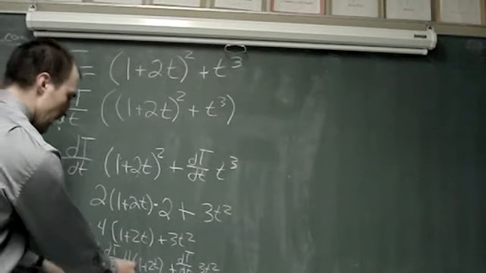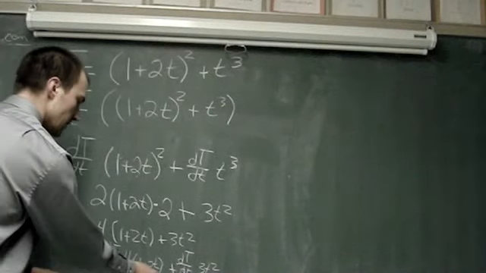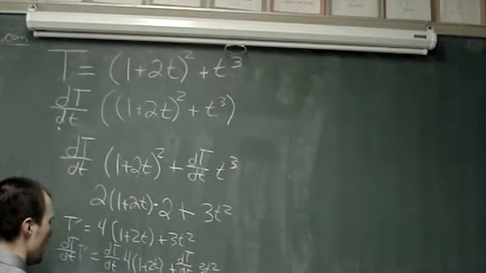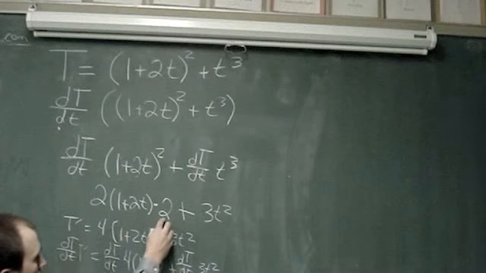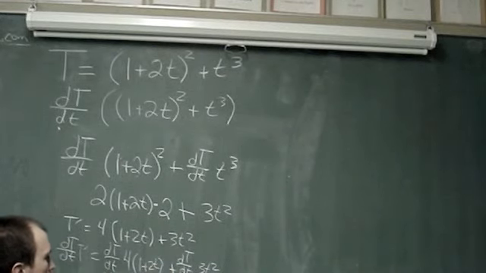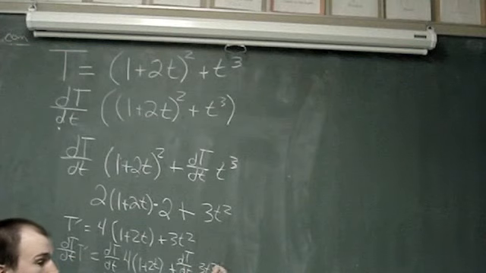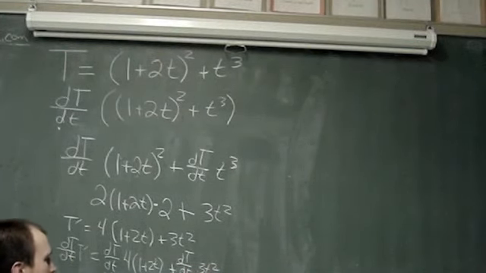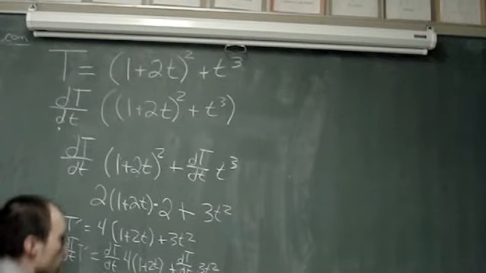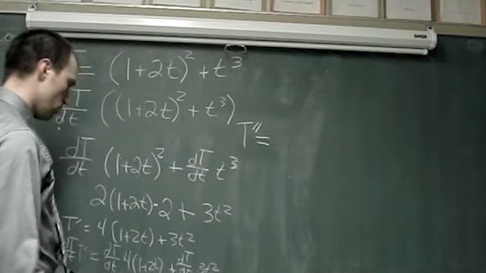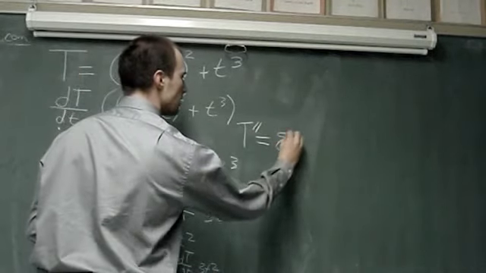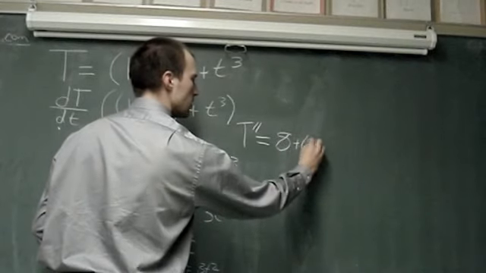In our first term, I have a constant which I can bring out front, times the derivative of this function, which gives me 4 times the derivative of my 1 plus 2t. Again, we had found that to be 2, so it's 4 times 2, plus the derivative of 3t squared, which, when we bring the 2 out front, becomes 6t. And so our second derivative, or T double prime, will equal 4 times 2, which is 8, plus 6 times t.